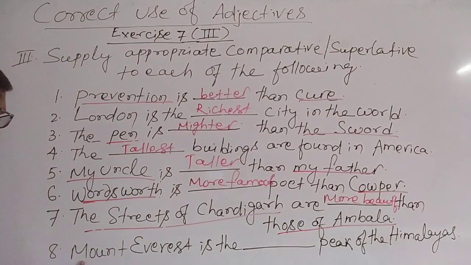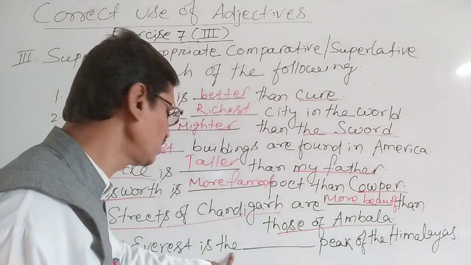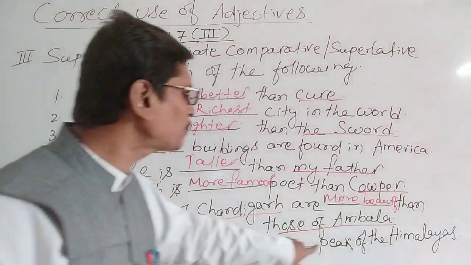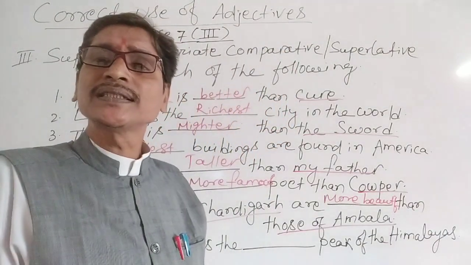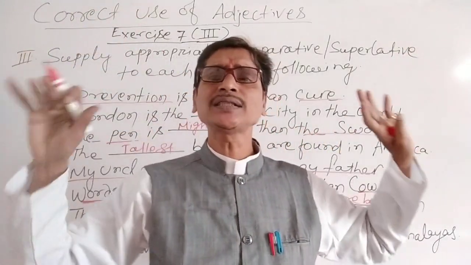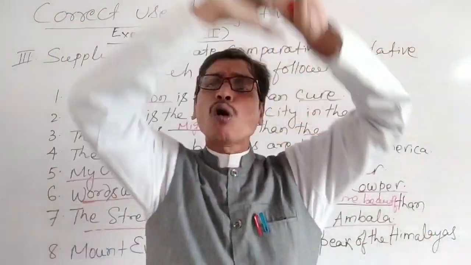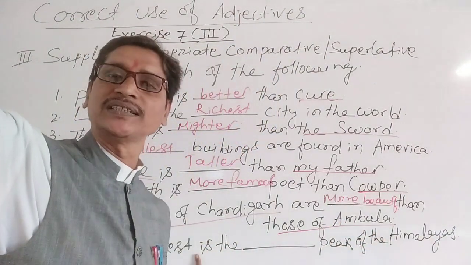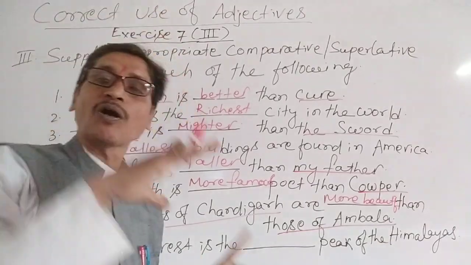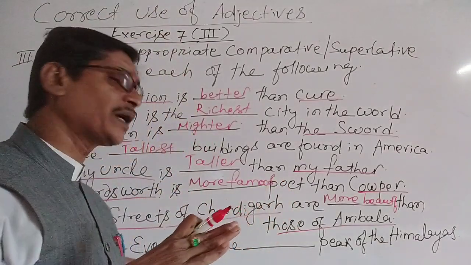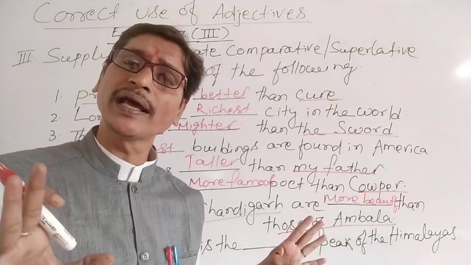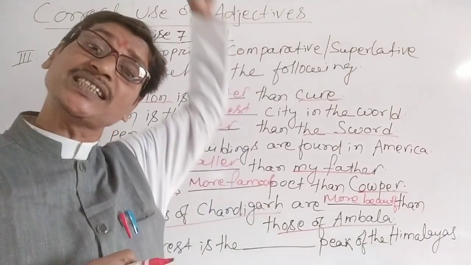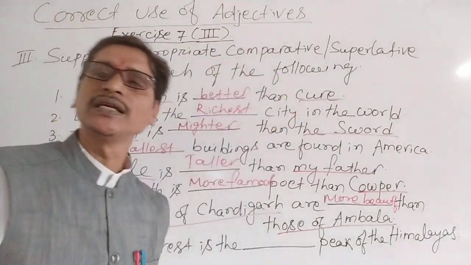Instead, also see the next. Mount Everest, everybody knows Mount Everest is the dash peak of Himalayas. Himalayas, the mountain range, has lot of peaks. Among all those peaks, the Everest is the highest, you can say. We are talking about the height. We are comparing Mount Everest with the other peaks in Himalayas. So we can say Mount Everest is the highest peak of the Himalayas.